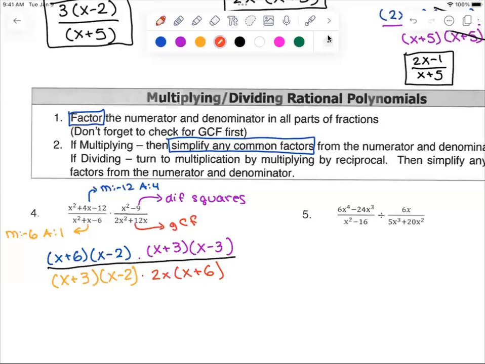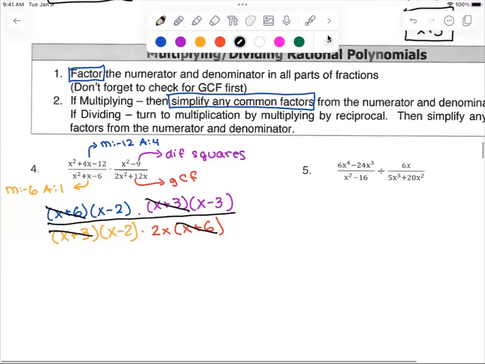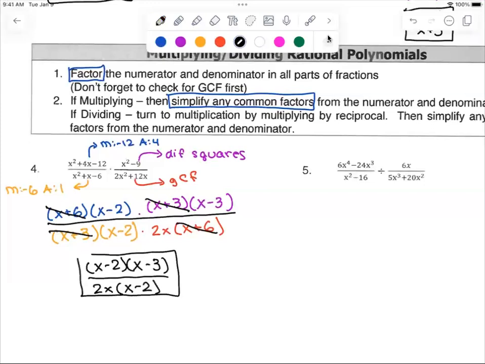Because it's all multiplication and division, again, you're just going to go ahead and cancel. So I'm noticing x plus 6 and x plus 6. I'm noticing x plus 3, x plus 3. And that's it. So my final answer is going to have an x minus 2 times x minus 3. My denominator doesn't matter the order, but a lot of times we put the GCF in the front. You don't have to multiply that out.